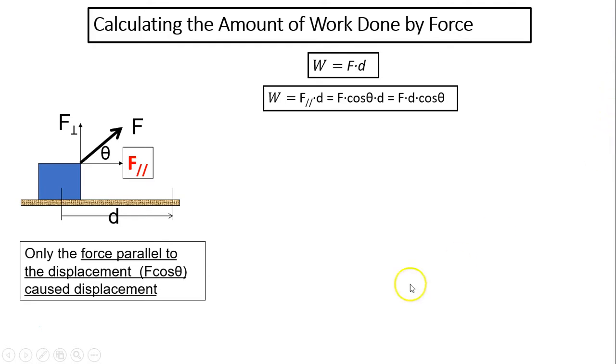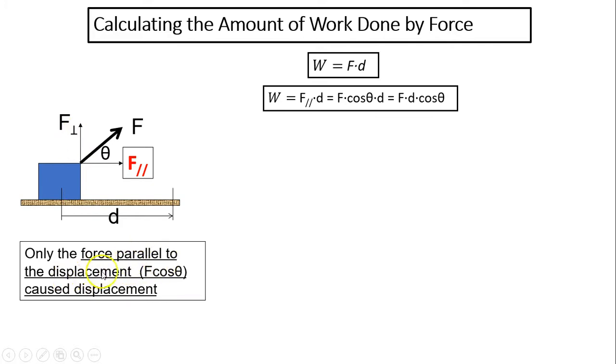Calculating the amount of work done by a force. In your reference table, you can see work done equals force times distance. But it's a little more complicated than that. Let's take a look at this picture. Here is a box. Suppose you apply a force to drag that box. That force will do work, but how much work is that? This force has two components. One is parallel to the displacement, let's call that F parallel. The other one is perpendicular to the displacement.